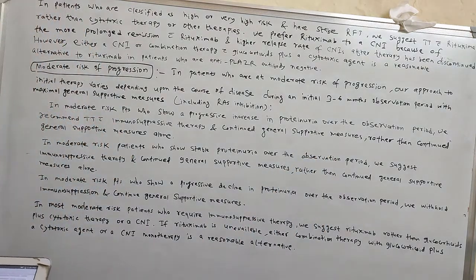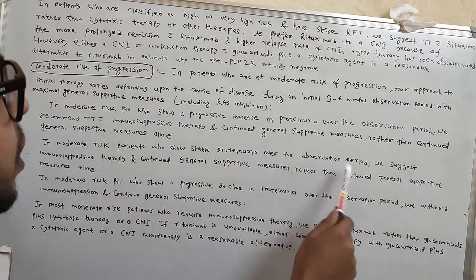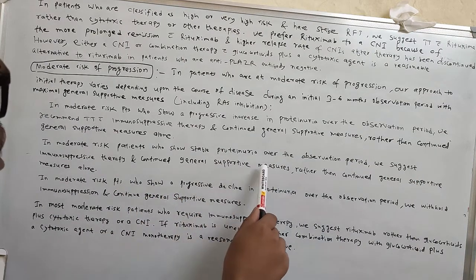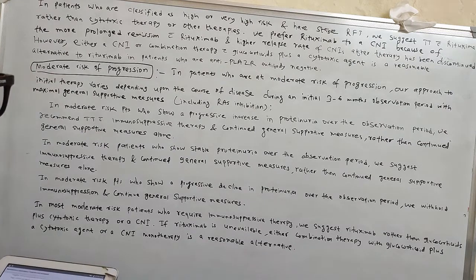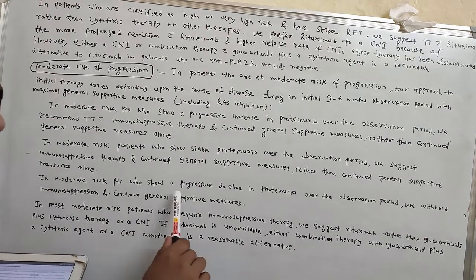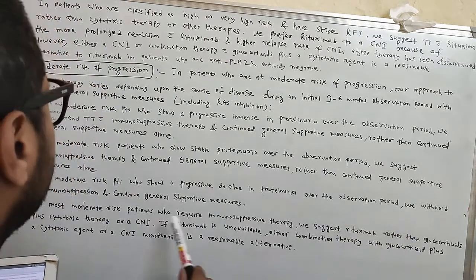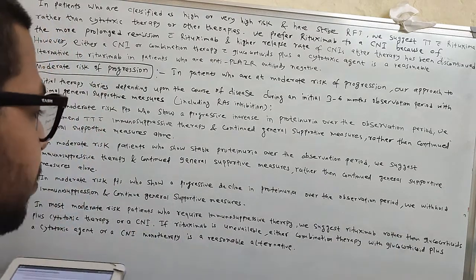Okay, so we recommend treatment with an immunosuppressive agent if there is a progressive increase in proteinuria over the observation period, and this is common sense. In moderate risk patients who show stable proteinuria over the observation period, we suggest immunosuppressive therapy and continued general supportive measures rather than continued general supportive measures alone. In moderate risk patients who show a progressive decline in proteinuria over the observation period, we withhold immunosuppression and continue only general supportive measures.